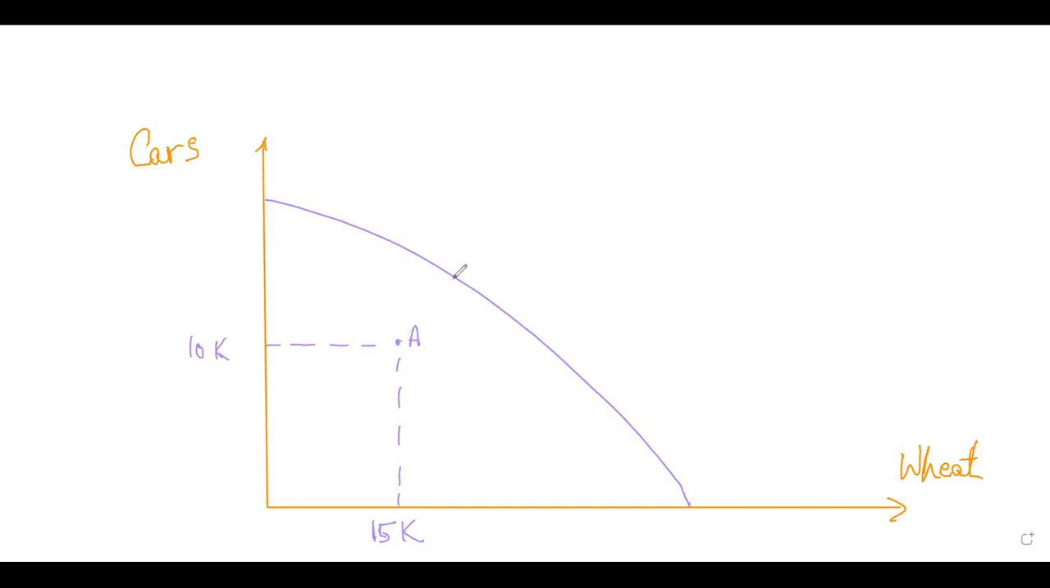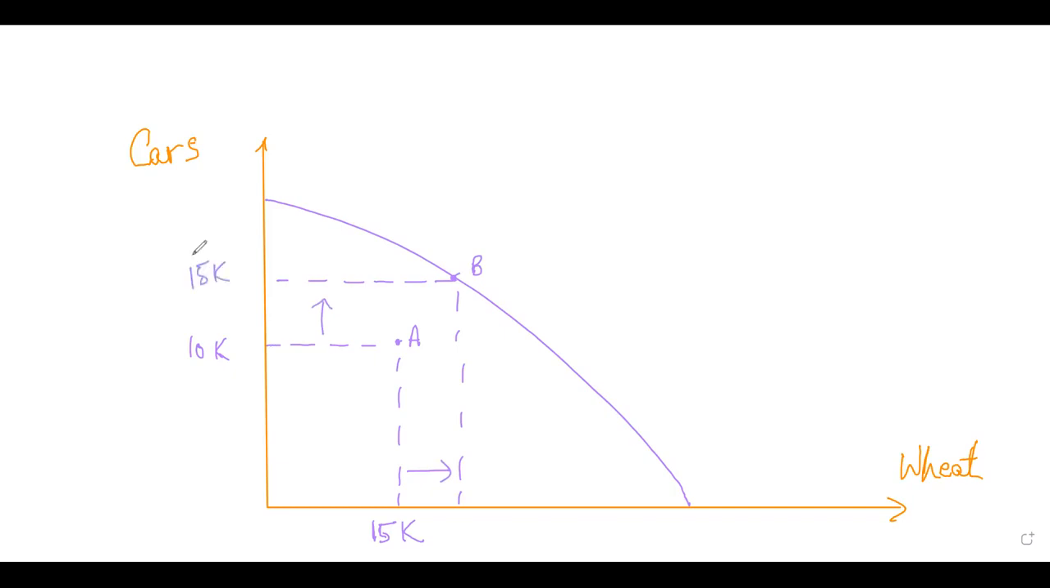Now, if you move from point A to point B, which is on the curve, you can see for yourself that point B is higher than point A. It's higher than point A. What do I mean by higher? It means when you go from A to B, you move right on the x-axis, and you move up on the y-axis. So obviously the quantities for both the products will increase.